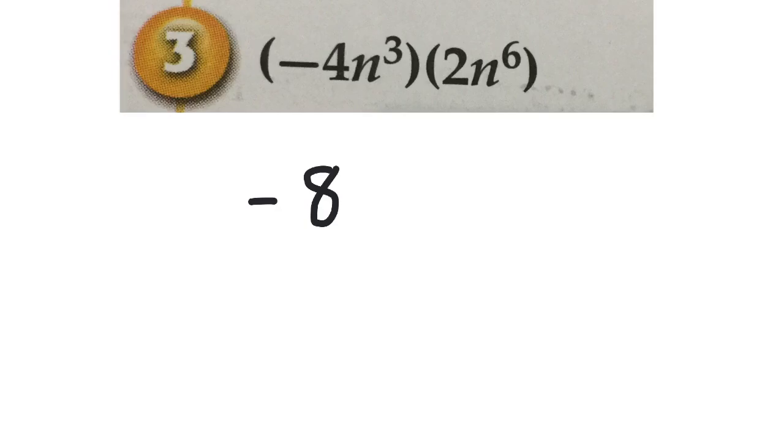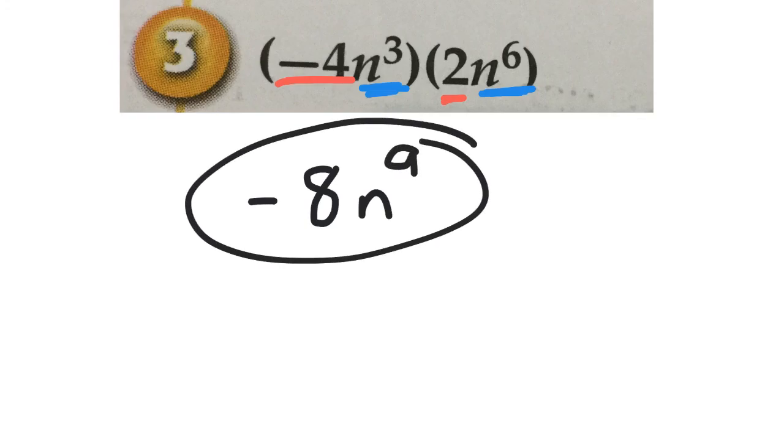So I have multiplied the negative 4 times 2. Now what is left? I have an n to the third times n to the sixth. Are those powers? Yes. Do they have the same base? Yes. So we keep the base the same and add the exponents. 3 plus 6 is 9. So negative 4 n to the third times 2 n to the sixth is negative 8 n to the ninth.